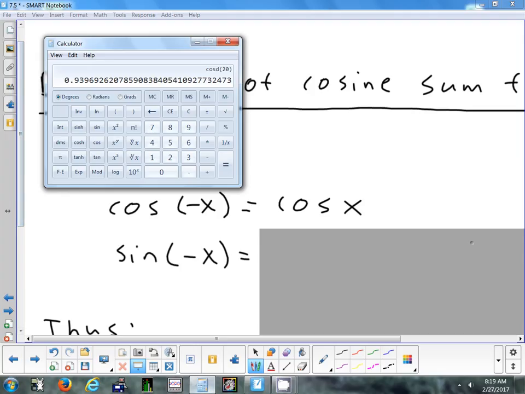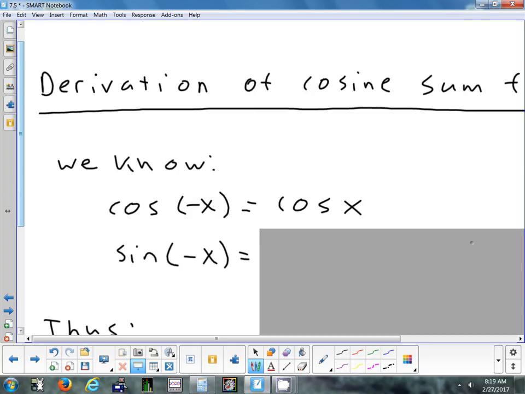Let's just pick another number. Let's take the cosine of 30. Okay, 0.866. Oh, I'm sorry, let's do sine. So I picked one that's nice. Sine of 30 is a half. And here's the sine of negative 30, negative x. So what do you think the sine of negative x equals? Negative sine of x.